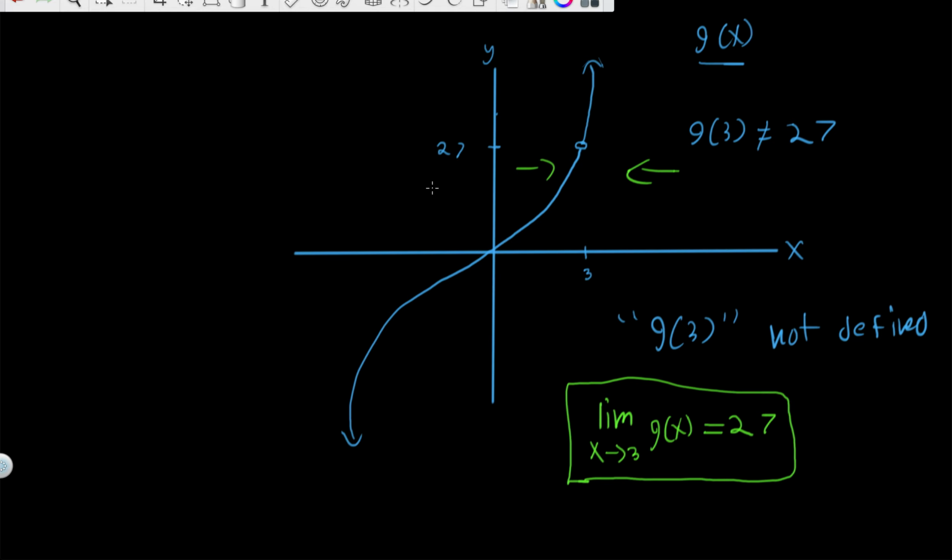Now, let me erase this and define one more function. This time, let's define f of x equals, okay, we'll make the function a little bit weird, x over x. You might say this is just 1, and it is, but we can't quite set it equal to 1 in this case because there's a domain issue.